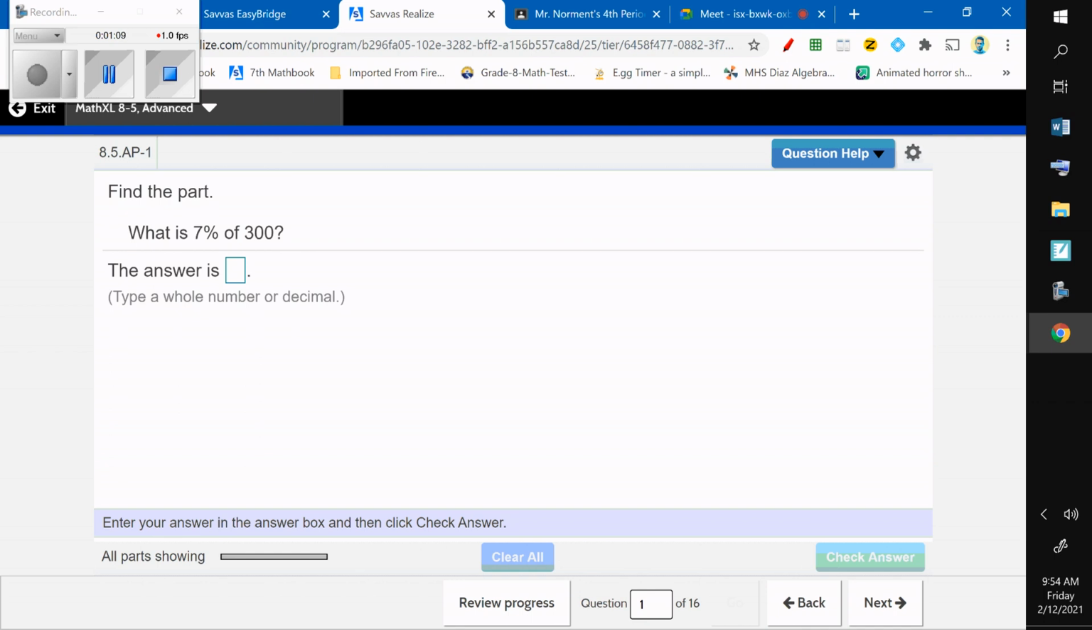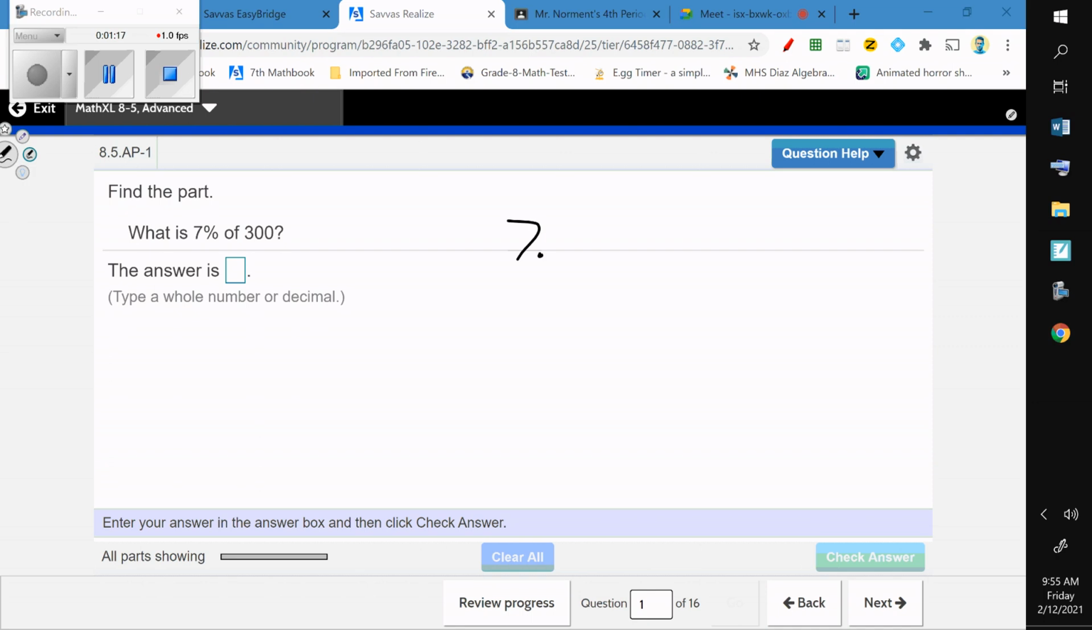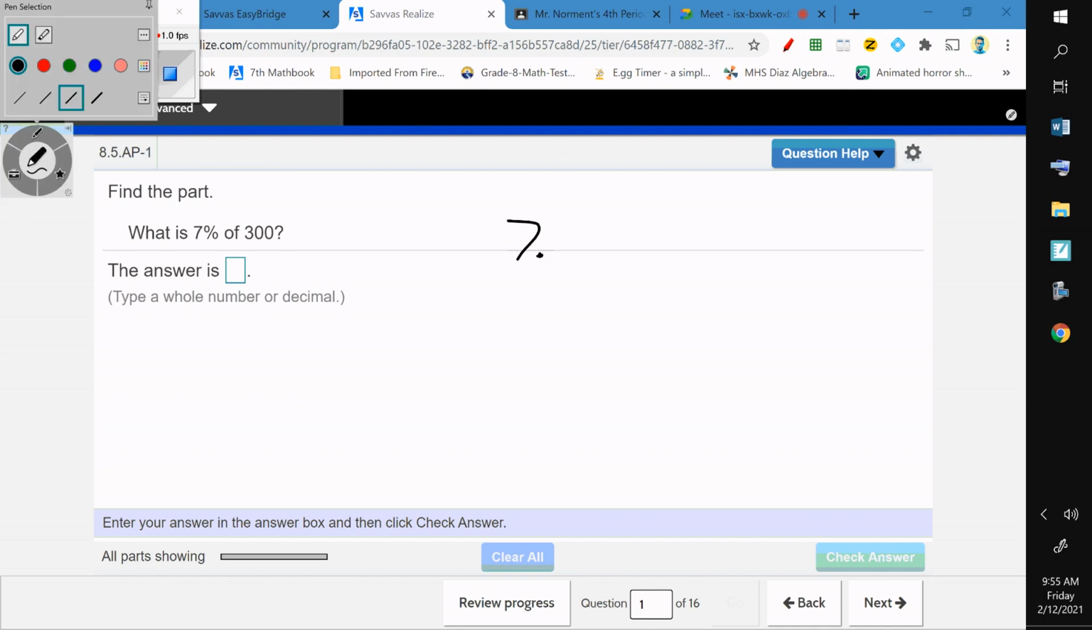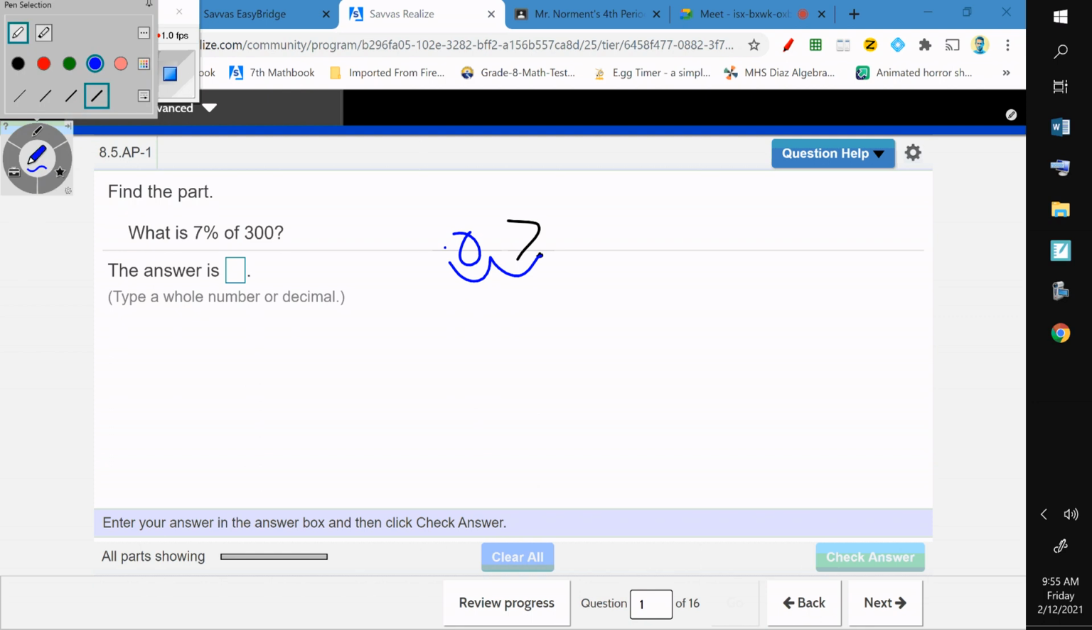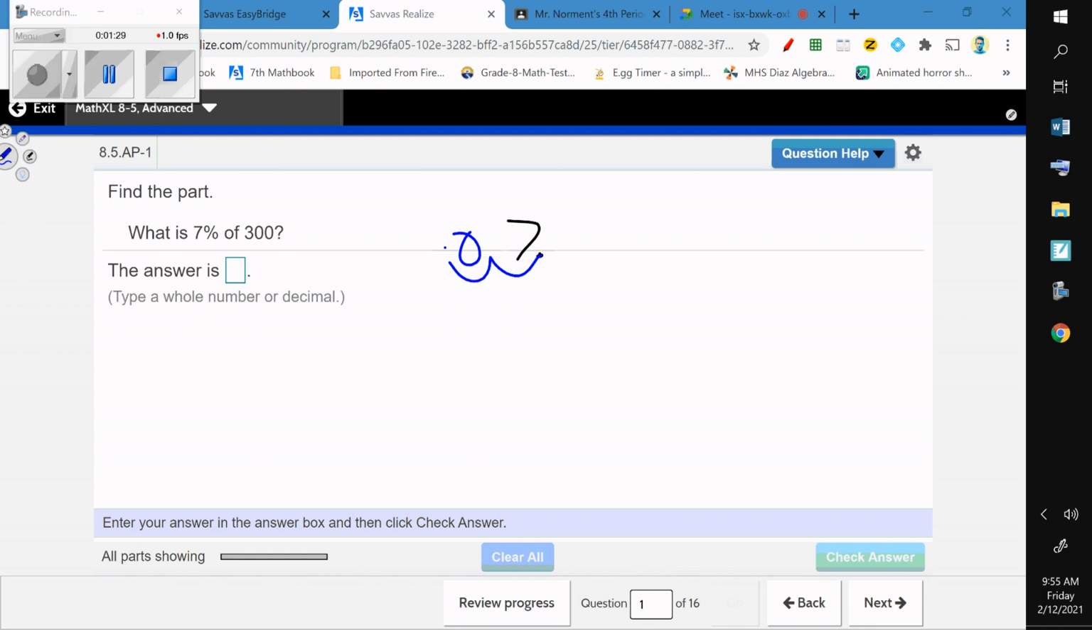Remember, how do you find the percent of a number? I haven't told you one of the ways. The way that I told you is take the percent, put a decimal at the end, convert it to a decimal. Take the percent, put a decimal at the end, move the decimal 2 places to the left to make it a decimal. A little bit bigger. And then take that number times this number and multiply. So 7% of 300 is 0.07 times 300.